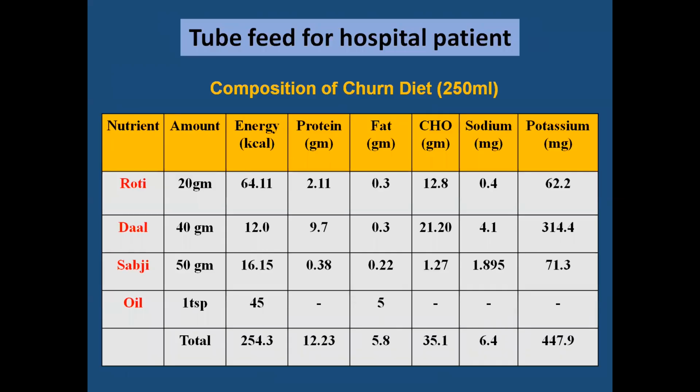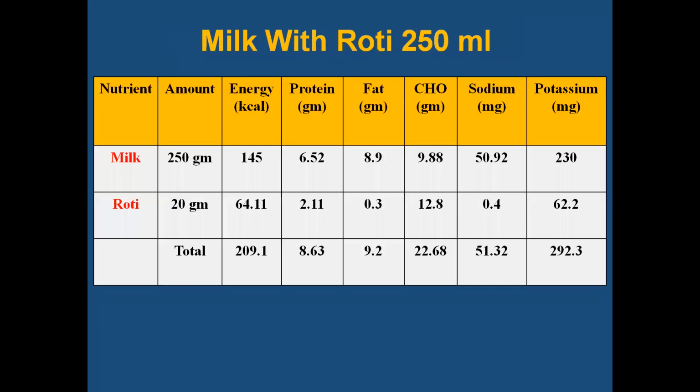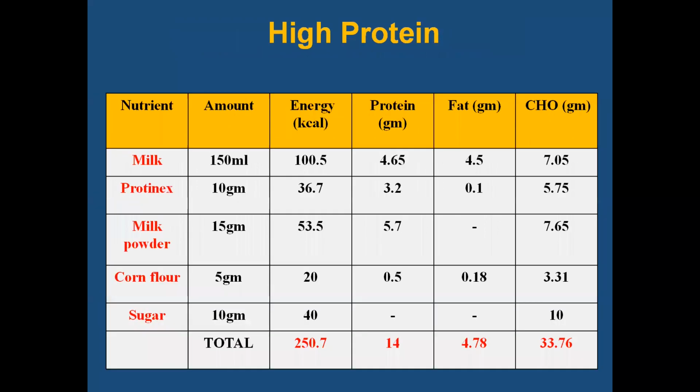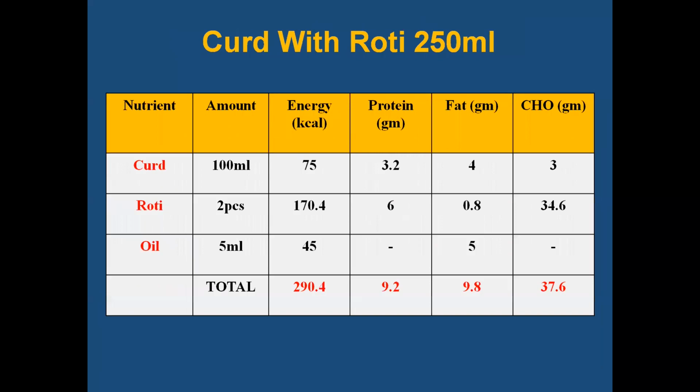This is some tube feed for hospital patients. Generally, we are using this. This is the composition of churn diet, जिसमें हमारी रोटी, दाल, सब्जी है, उसको हम churn form में देते हैं. These are the recipes for the tube feed. First is churn diet. Second, milk with roti into 50 ml. कितना उसमें energy, protein, fat, carbs and sodium, potassium जा रहा है. Next is high protein, and next one is curd with roti.